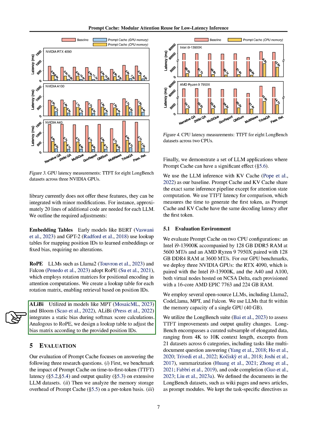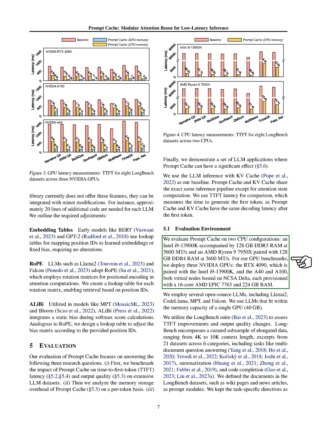In models like MPT and Bloom, we've designed a lookup table to adjust the bias matrix according to the provided position IDs. We've evaluated prompt cache by focusing on 3 research questions. First, we've looked at the impact of prompt cache on latency and output quality on extensive language model datasets. Second, we've analyzed the memory storage overhead of prompt cache on a per-token basis. Finally, we've demonstrated a set of language model applications where prompt cache can have a significant effect.